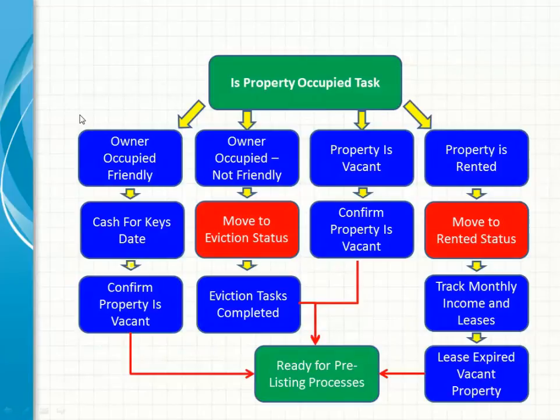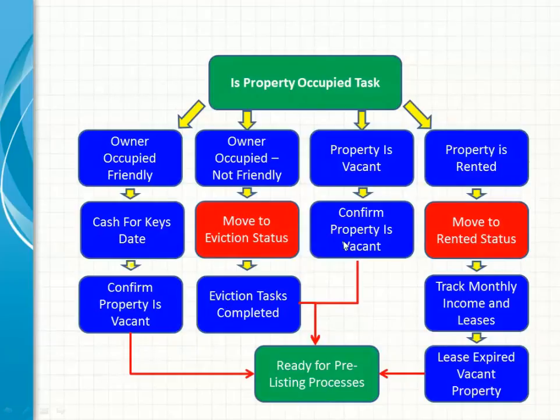Here's another sample workflow. We're going to dissect a single task and all the events that I can have happen related to questions and answers or triggers inside of that task. Is the property occupied? If the property is owner occupied and friendly, then we can go ahead and go down the cash for keys date and then confirm the property is vacant, and then automatically move the asset into the ready for pre-listing processes status and fire off all the tasks underneath of it. If they're owner occupied not friendly, then we're going to move to eviction, and then once eviction tasks are completed, we're going to move the property to pre-listed.